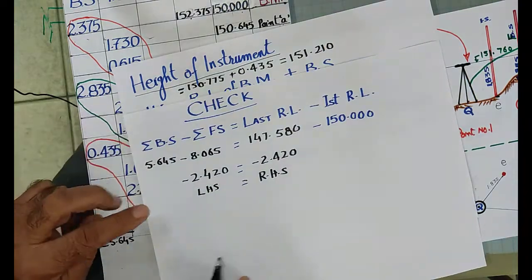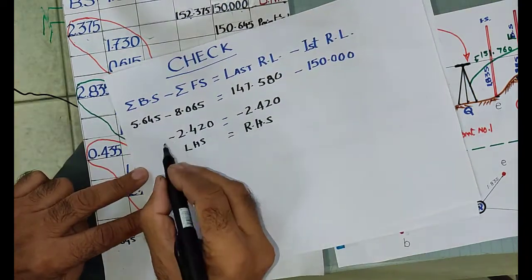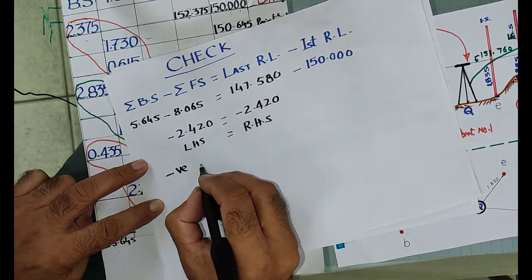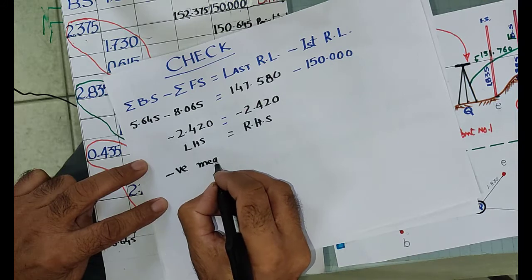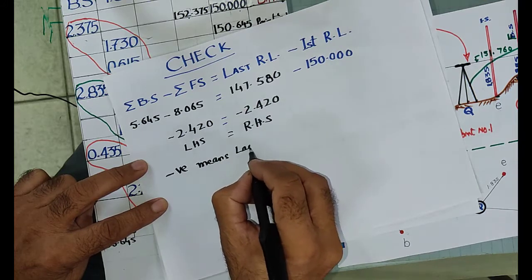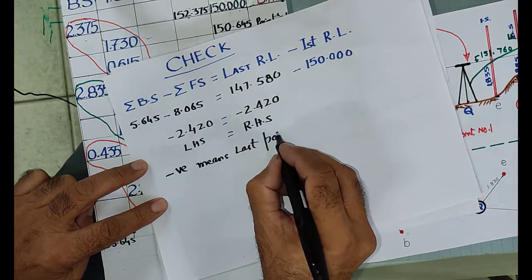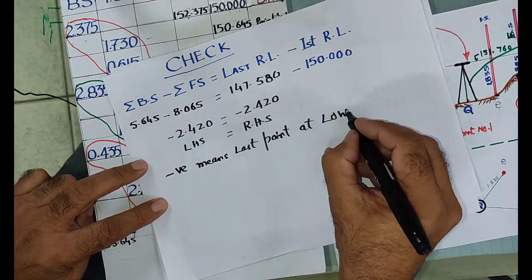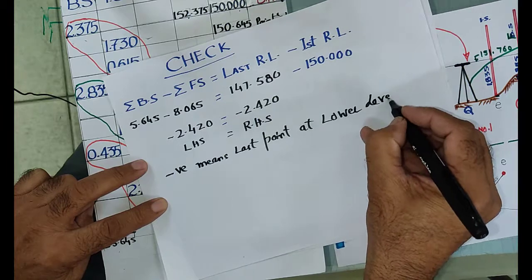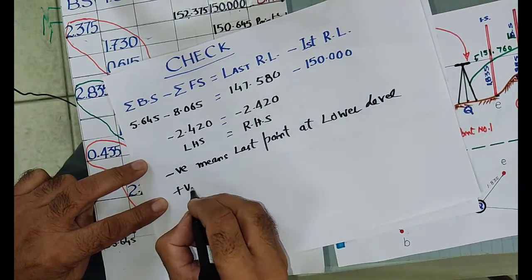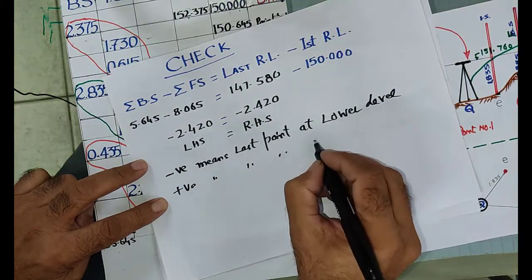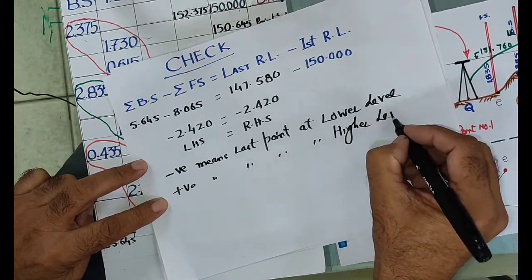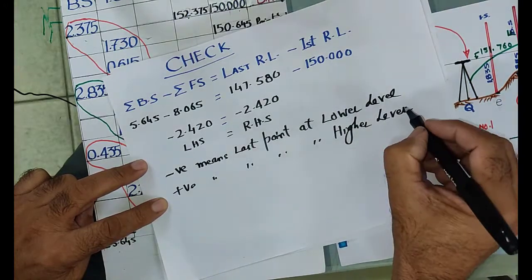Okay, there is one question of importance. A negative sign means the last point is at a lower level. Positive sign means the last point is at a higher level. This is the indication from the check.